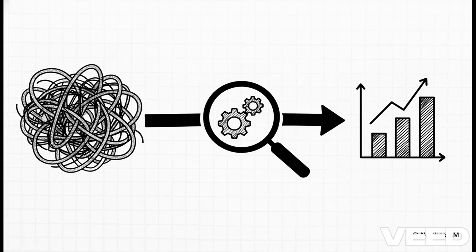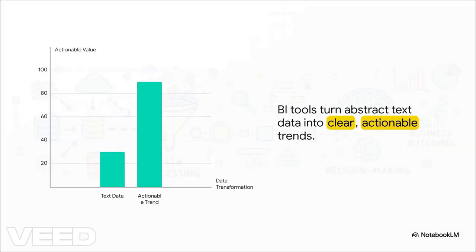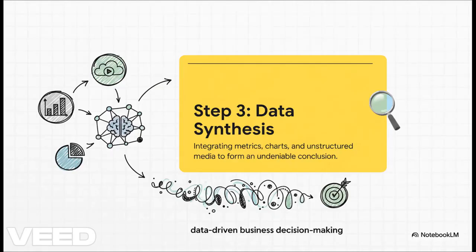Step 3. Data synthesis. This final step is the true differentiator of a holistic approach. It's about integration. We bring together metrics, charts, and unstructured media to form an undeniable conclusion. We use machine learning and advanced natural language processing for 2 critical tasks. 1. Media processing. We use machine learning tools to summarize and extract key information from audio like podcasts and video like market reports. Task 2.